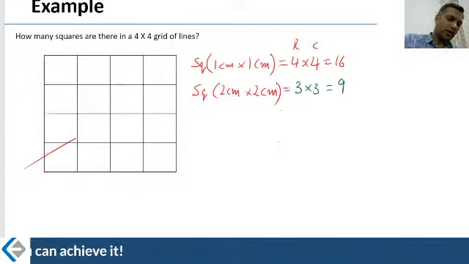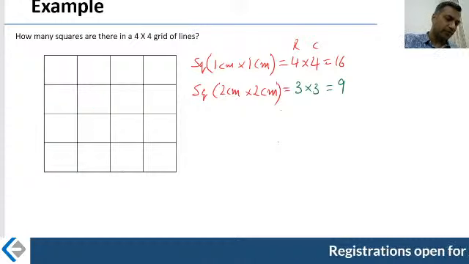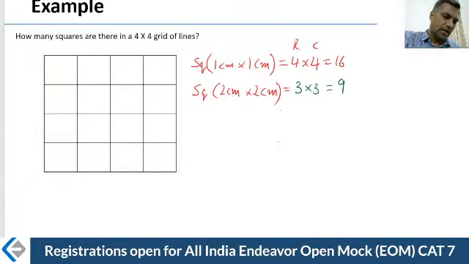I hope all of you got the algorithm by now. That's a point I was trying to make there. Okay, what about the squares of dimension 3 by 3, that is 3 centimeter by 3 centimeter? That's going to be 2 by 2, which means there are 4 squares there.